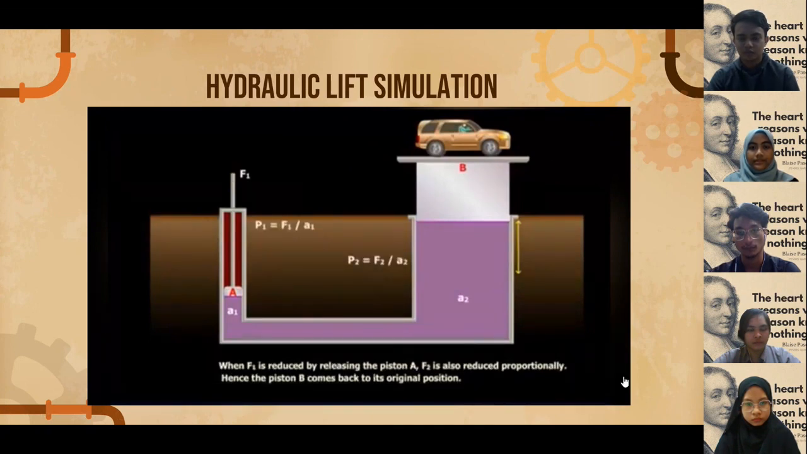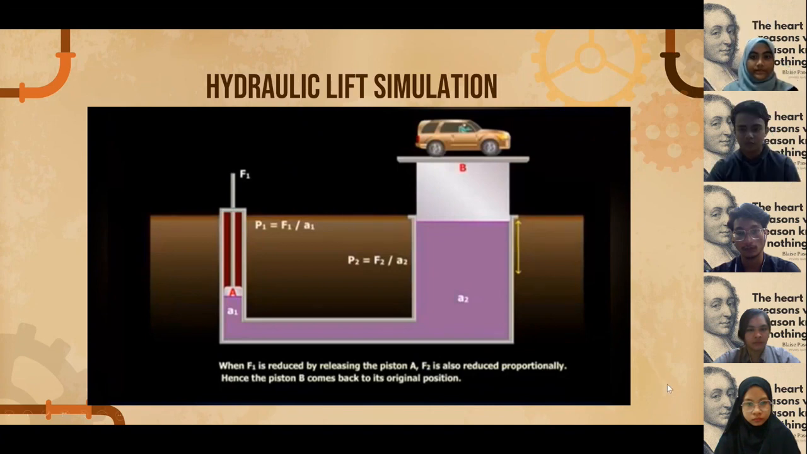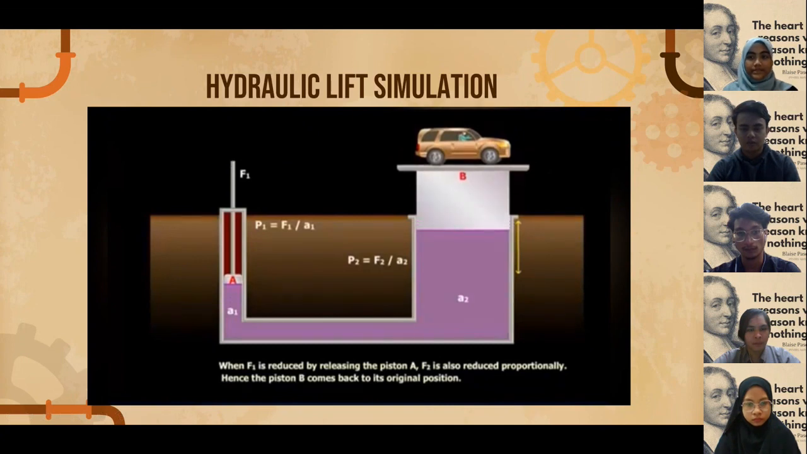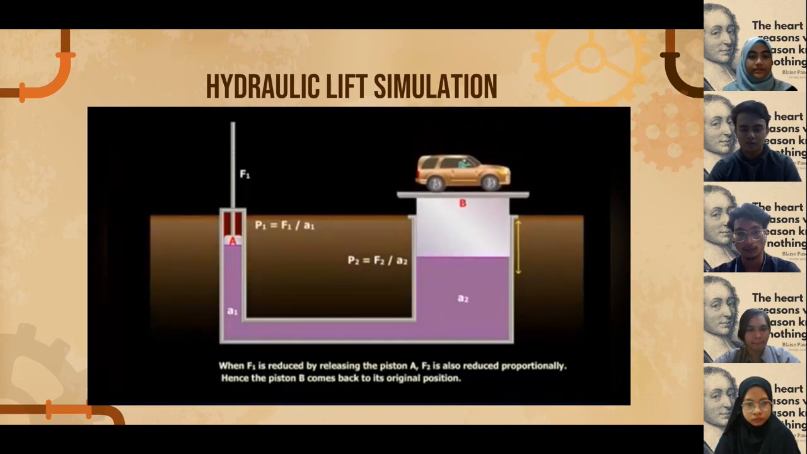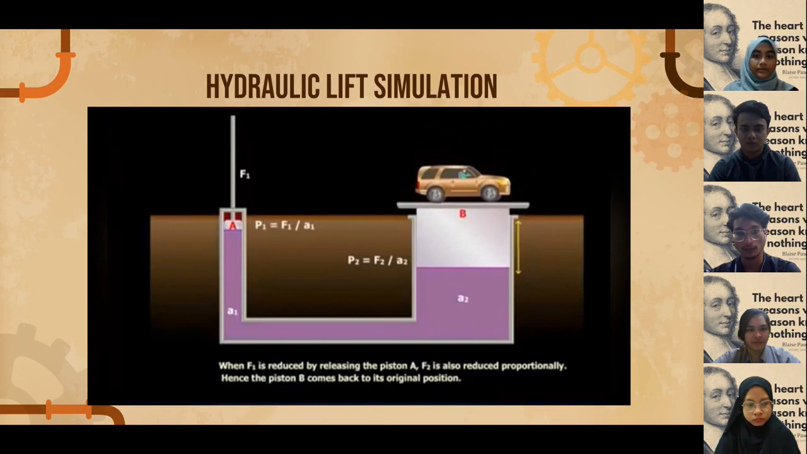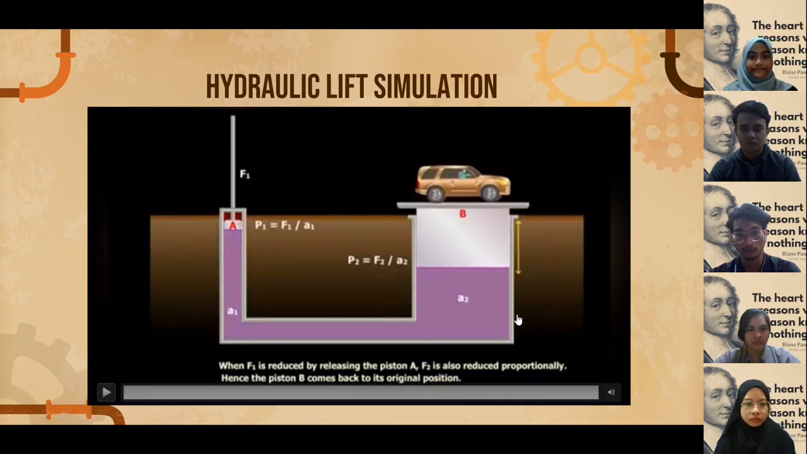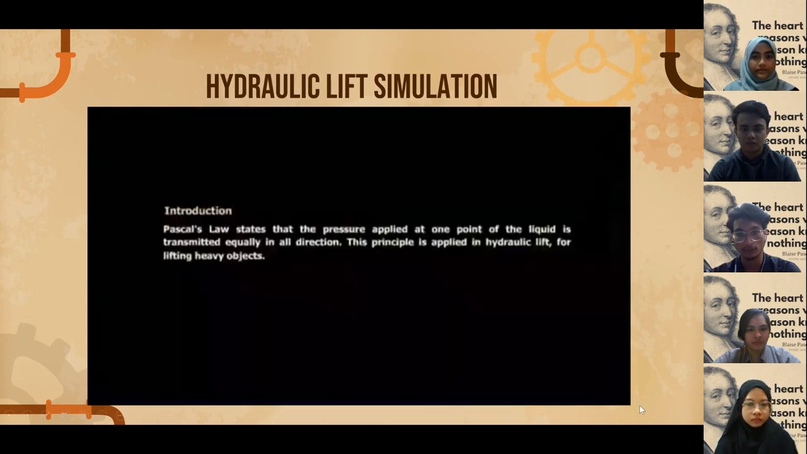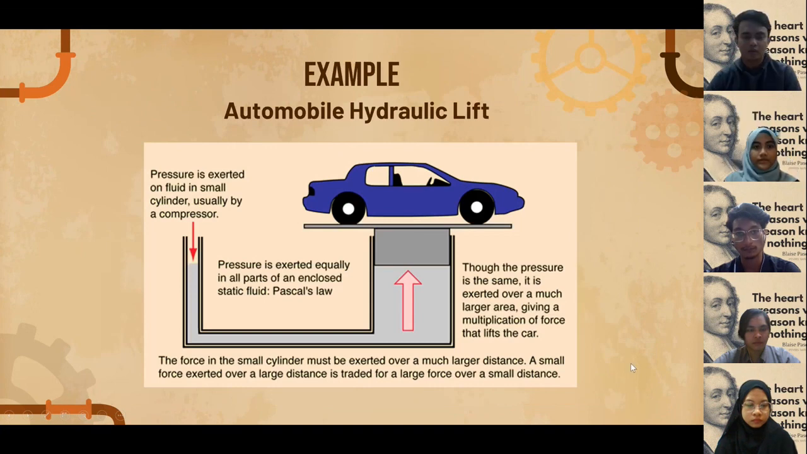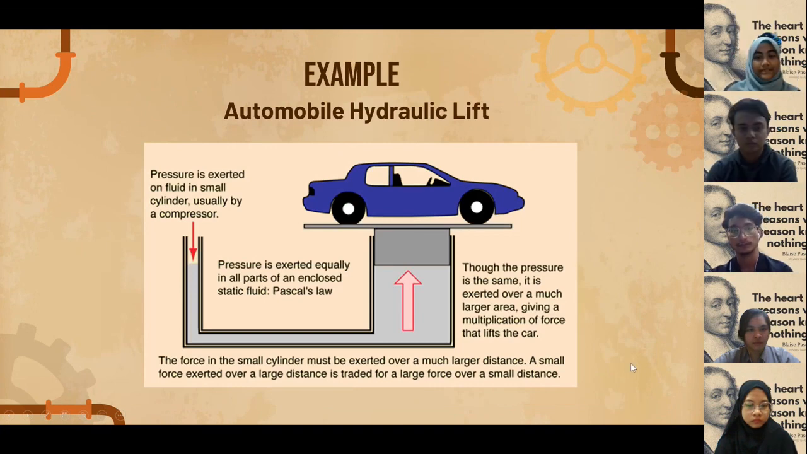So as you can see, in the process when F1 is reduced by releasing the piston A, F2 is also reduced proportionally, as I said before. Hence the piston B comes back to its original position. This is the same example as the video shown. It is a process of the hydraulic lift. I will continue with the second application, which is the hydraulic jack.